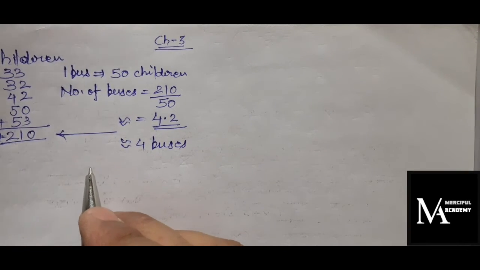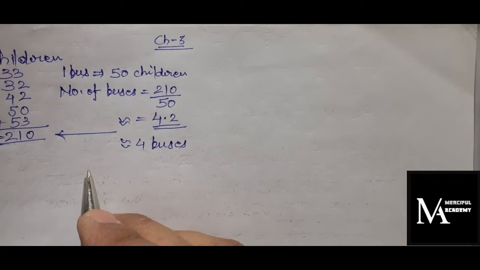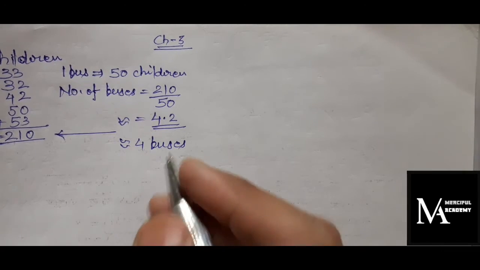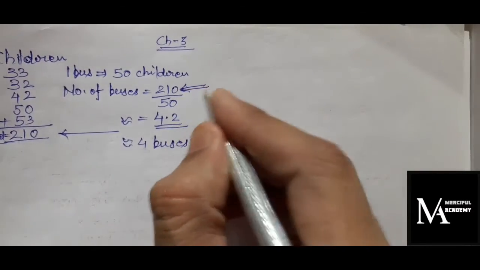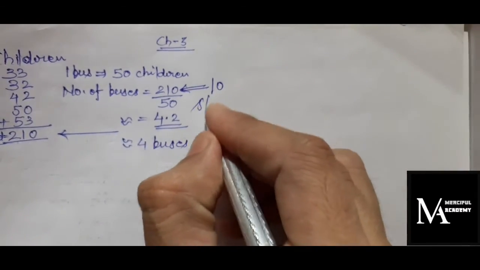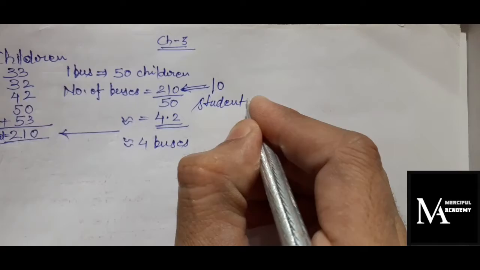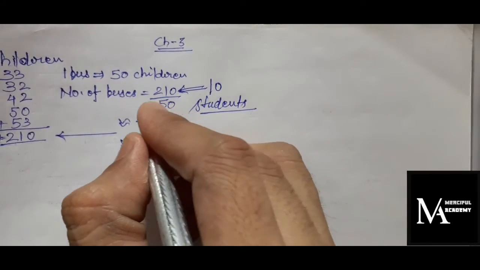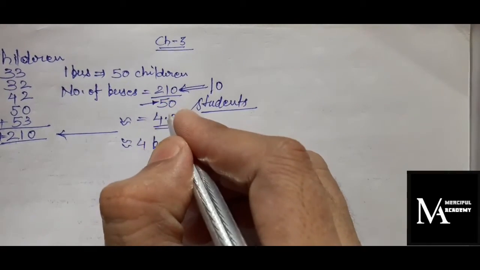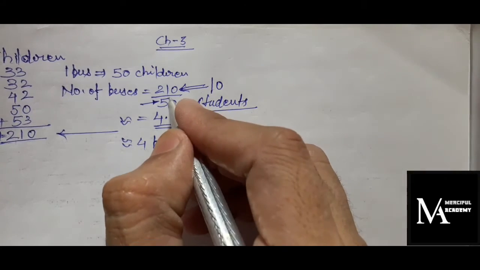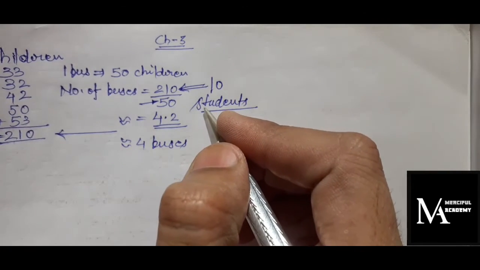Now we'll move to the third part. Will there be any child left without a seat? Yes. How many children will be left without a seat? 10 students will be left without a seat, because in a single bus we can use only 50 students. Then we need 4 buses and 10 students will remain.